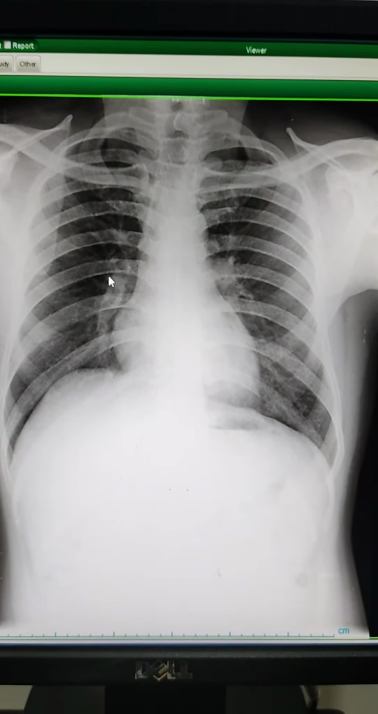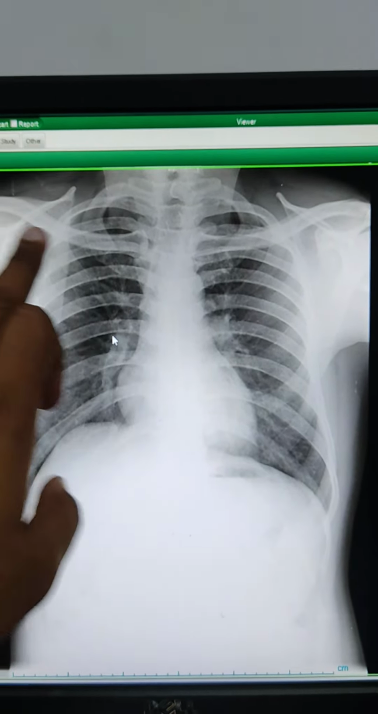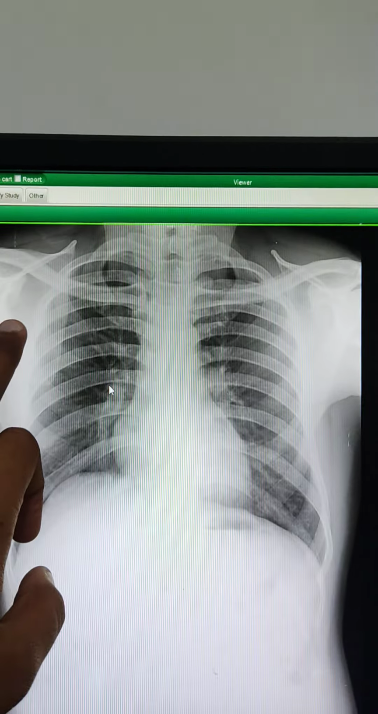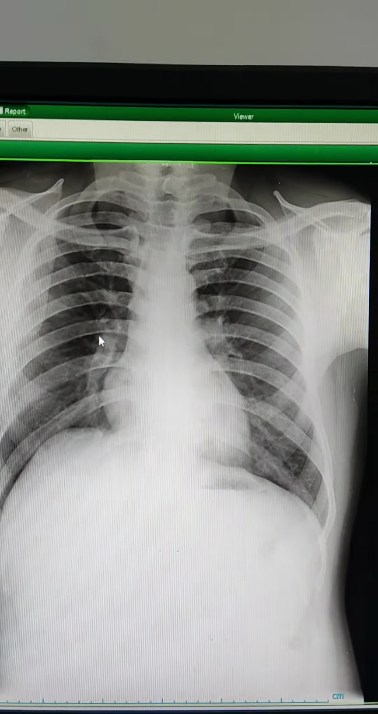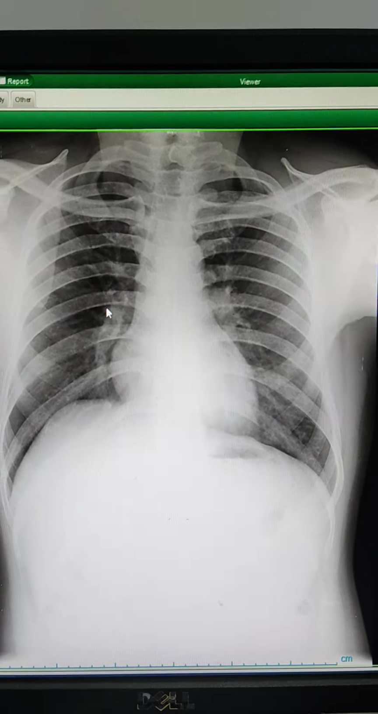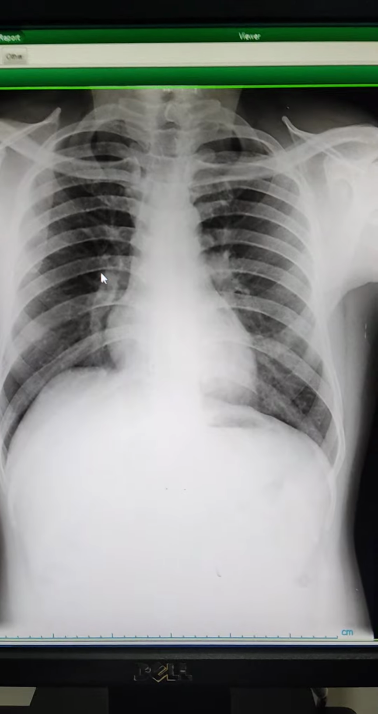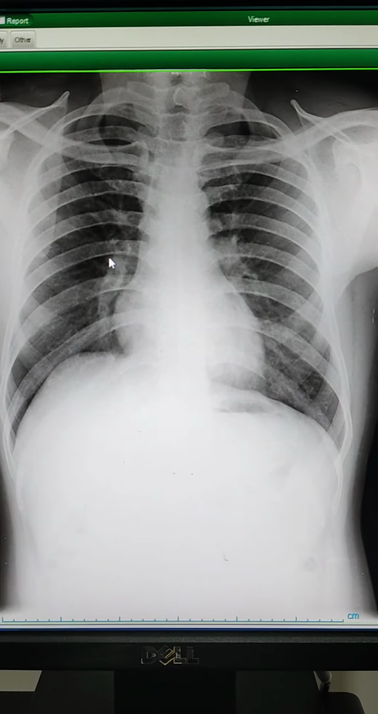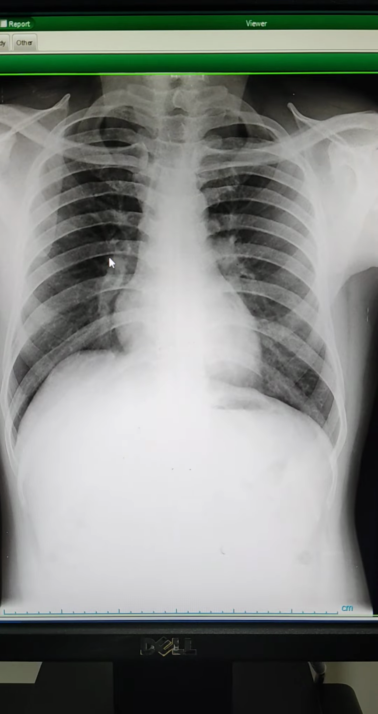And one more thing you need to see is whether there are any fractures in the clavicle or in the shoulder joint, whatever you see. Sometimes minor hairline rib fractures can be missed, but if the patient has chest pain, difficulty in breathing, or any history of trauma, it is always better to advise a CT scan of the chest.